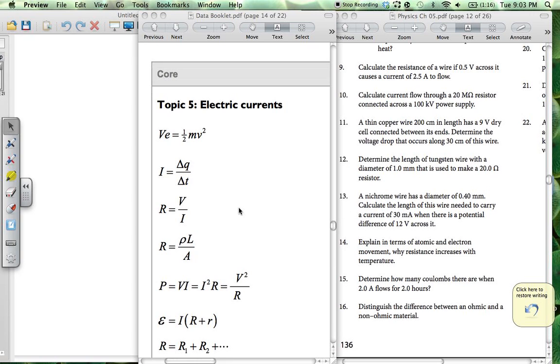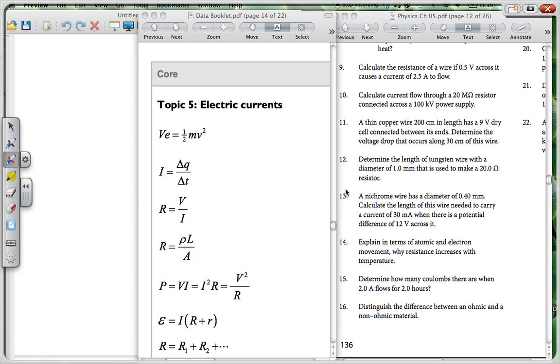All right, looking at question 13. A nichrome wire has a diameter of 0.4 millimeters. Calculate the length of this wire needed to carry a current of 30 milliamps when there is a potential difference of 12 volts. Now, we see here we've been given the diameter and the length we need, so we're probably going to be working with this. But I don't know what my resistance is, but I can work out my resistance from these two values over here using this formula over here.